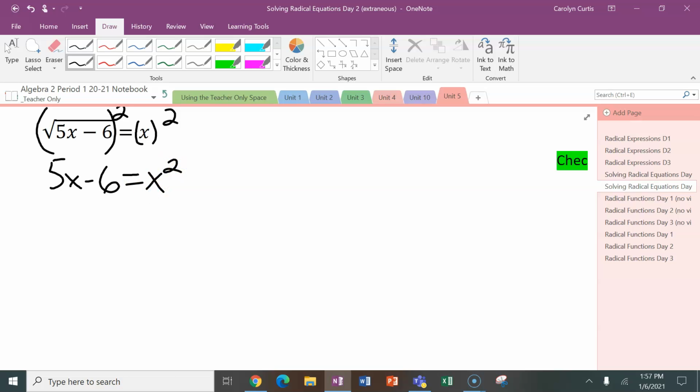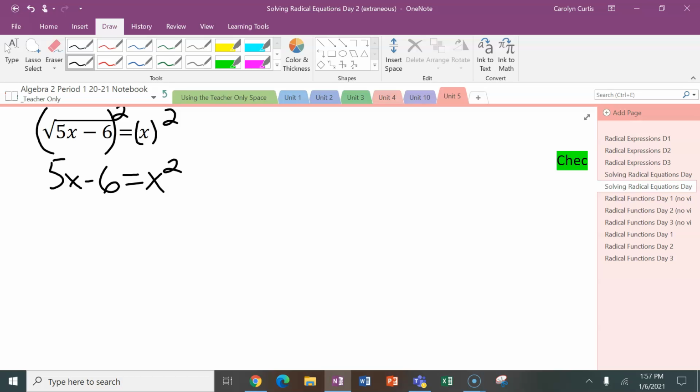Because as of right now, I have two places where I have a variable. I have 5x and I have x squared. But we've already done quadratics where we solve for something that has x squared and an x value. So we're going to use some of the skills that we learned in our quadratics unit in order to solve this. First, I want to bring everything to the same side of the equation.